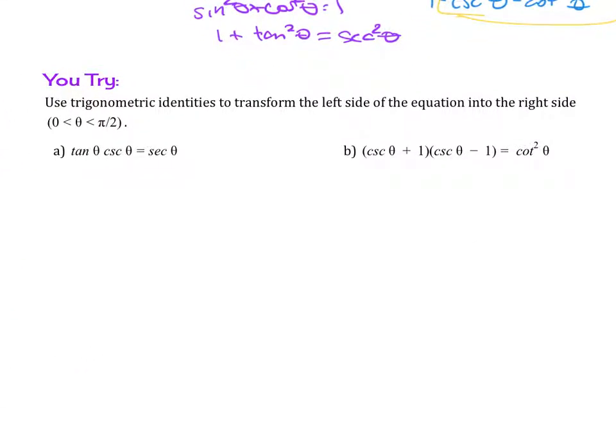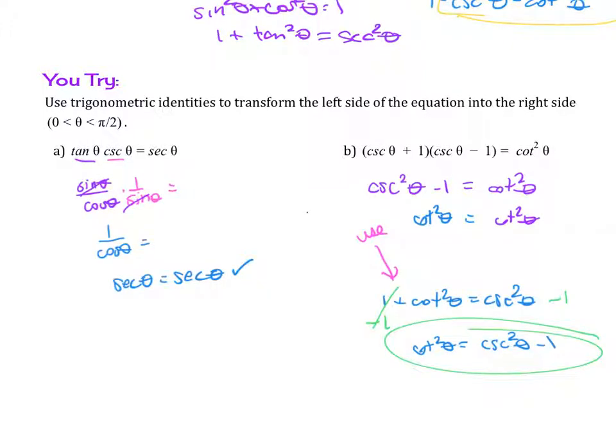Use a trig identity to transform the left side of the equation into the right side of the equation. Okay, if you try this out, on the left side with A, notice that I converted tan to sine over cosine. Cosecant is 1 over sine. The sines cancel, which makes it 1 over cosine. So this is secant theta equals secant theta. Then on the right, you multiply, so it's cosine squared of theta minus 1 equals cotangent squared of theta. We're trying to make it equal cotangent squared of theta.